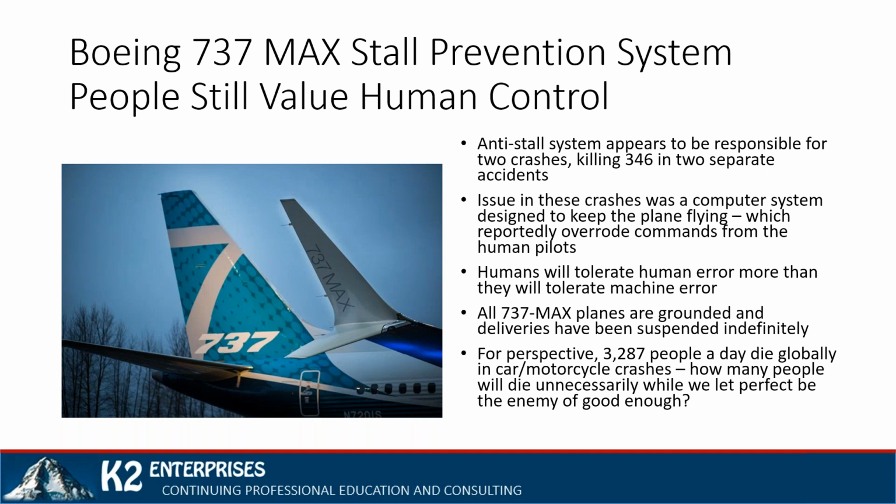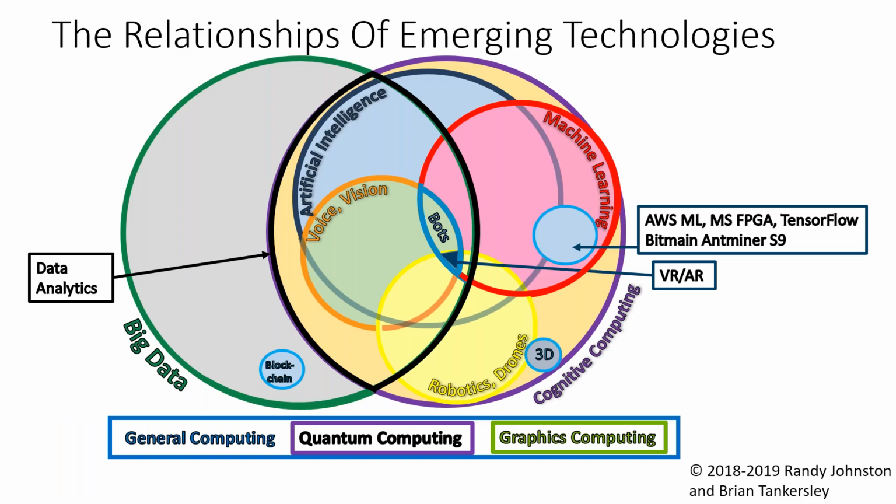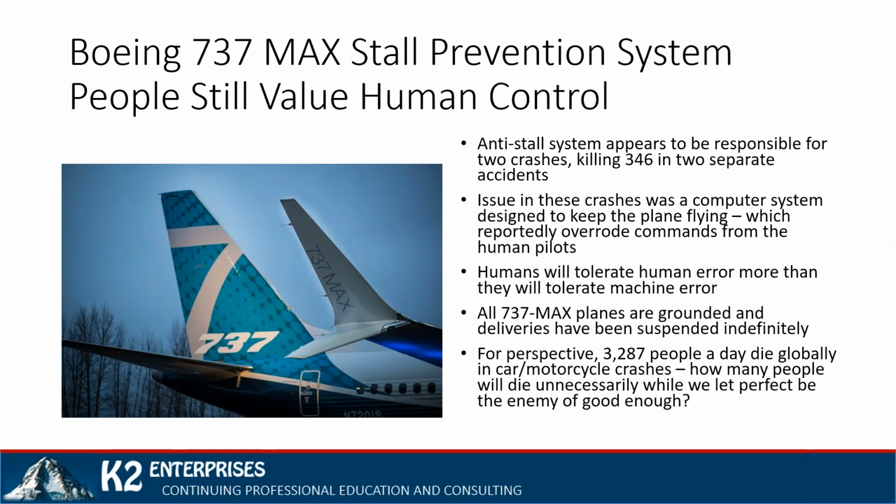And again, let's just keep that in perspective here. Remember, we've had 346 deaths here, but we have 3,287 people a day that die globally in car and motorcycle crashes. So when we think about replacing this, it's not only that we have to get people comfortable that the technology works, we have to get comfortable with the technology after it's failed once or twice. So I think it's really important to remember that when you're looking at it.